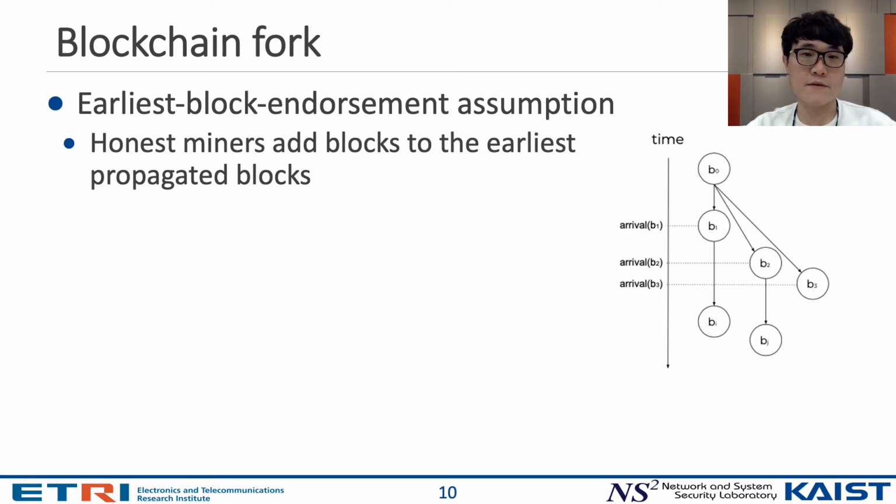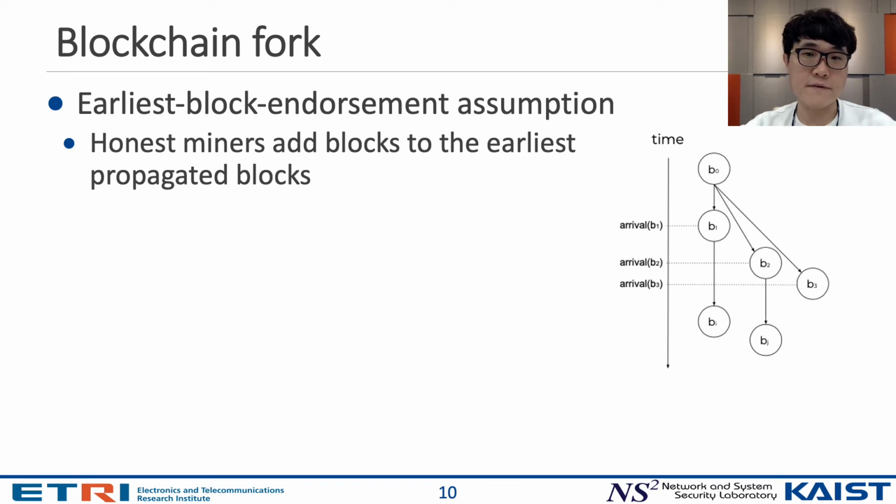One interesting finding we've made regarding blockchain fork is that a widely used assumption by mining research is not realistic, at least for Ethereum. The assumption states that honest miners add blocks to the earliest propagated blocks if there is a fork. For example, the right side figure shows that there are 3 blocks with the same height, from B sub 1 to B sub 3, that are added to the block B sub 0. Miners have to choose to work on a new block, referring one of the 3 choices of B sub 1, B sub 2, or B sub 3. A rational choice for honest miners should be the earliest block, that is B sub 1.